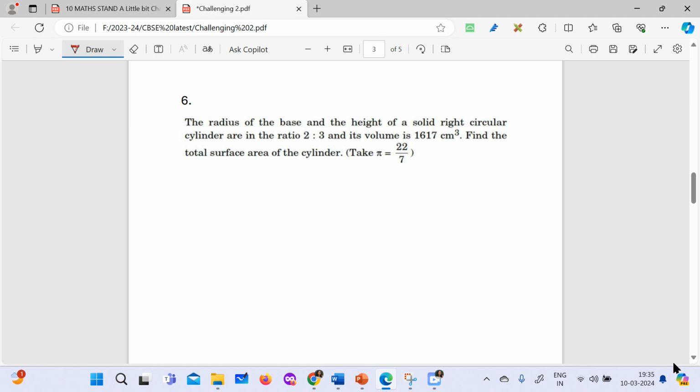So, this is interesting. Now, the radius of the base and height of a solid right circular cylinder are in the ratio 2 is to 3. Okay, radius and height, they are in the ratio 2 is to 3. And it says that the volume of the cylinder is 1617 centimeter cube. Find the total surface area. So we need to find the total surface area.